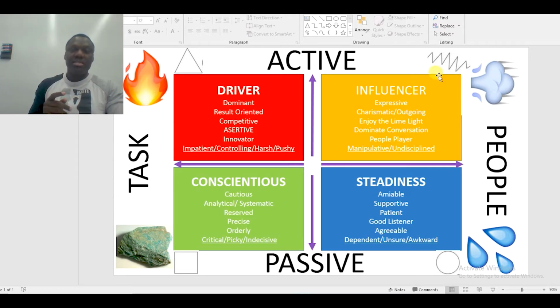Now, here's an interesting sign: on the shape test, the symbol that best describes them is the squiggly lines. These guys are very analytical. They like systems. They're very cautious and reserved. They like order. Their weaknesses are that they're critical, picky, and indecisive. So these are the types of people that you would find.